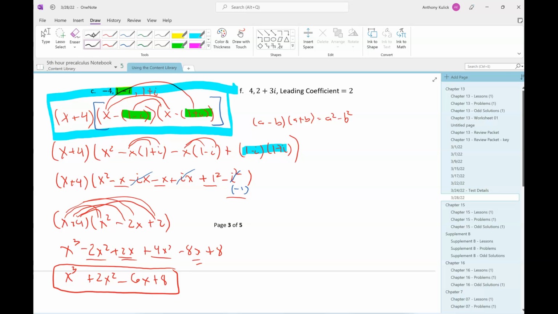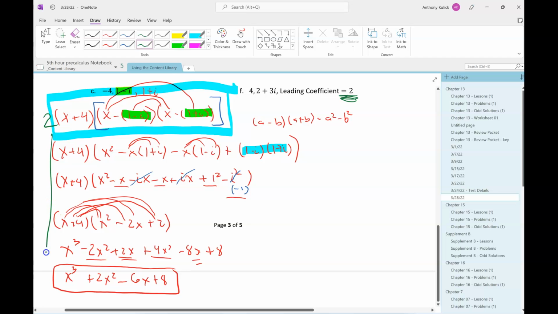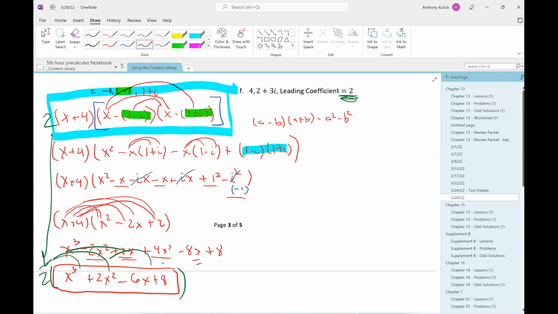Does that feel okay, though, Jack, what we did there? What changes if I had something like a leading coefficient of 2? All I do is that. And then I have to distribute that 2 at the very end, so it'd come all the way down to here. And then we just do one of those. Is that okay?